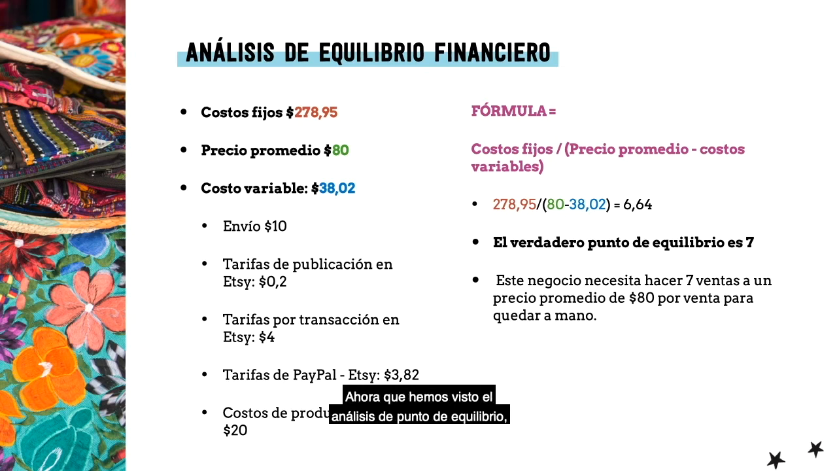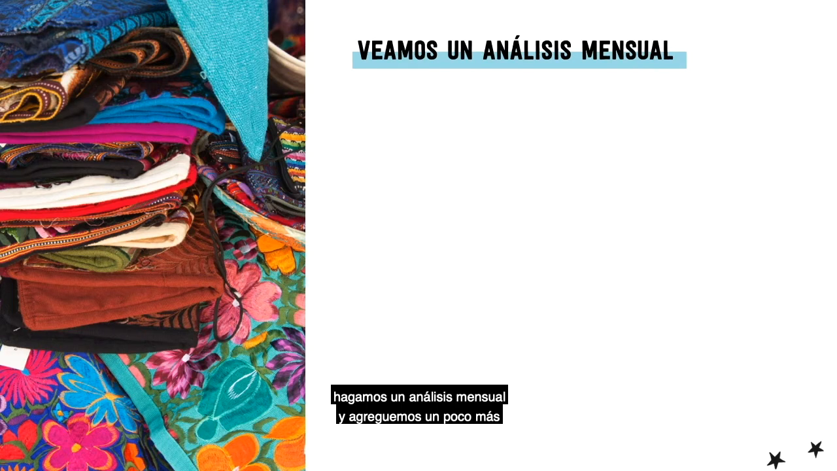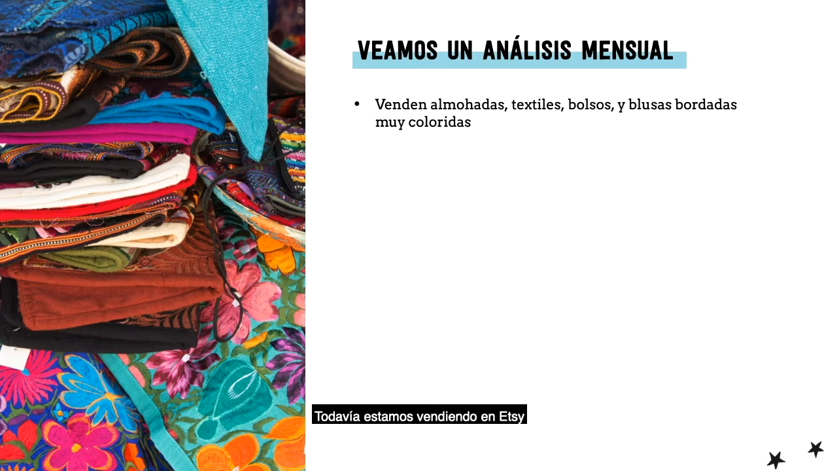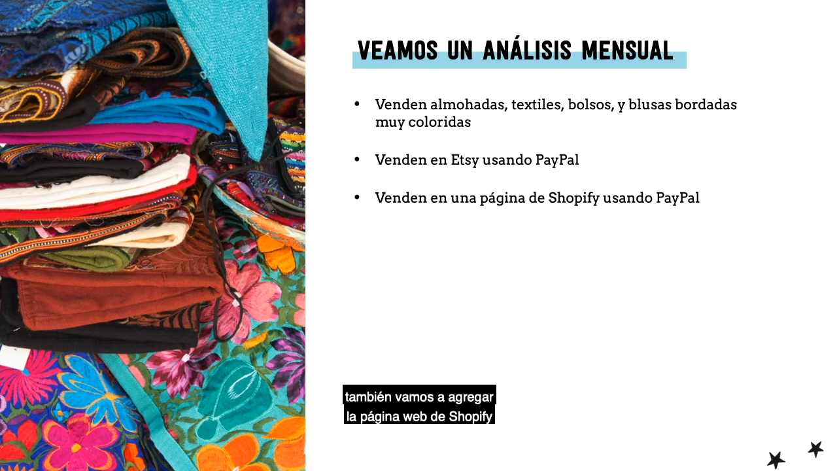Now that we've looked at the break-even point analysis, let's do a monthly analysis and add a little bit more complexity to our example by adding a few more expenses, based on the fact that this time we're not just going to be selling on Etsy, but also on our own website. So we're going to keep the same business selling embroidered pillows, textiles, bags. We still are selling on Etsy using the PayPal integration like we just saw, but this time we are also going to add a Shopify website where payments are also being processed using PayPal.